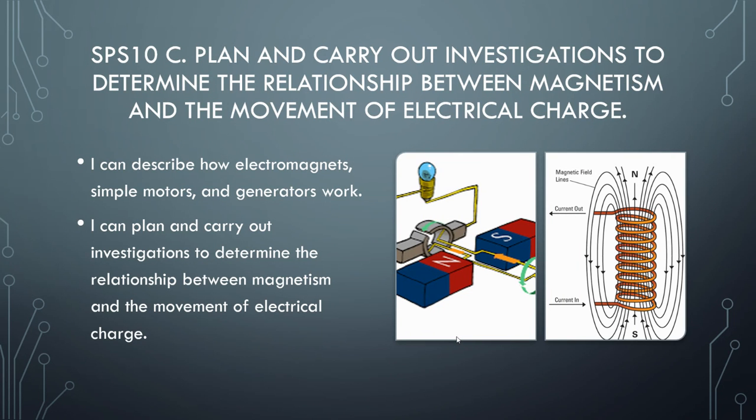The last thing that we'll look at in this unit will be electromagnets, motors, and generators. And students should be able to describe how all of these work, as well as plan and carry out investigations to look at the relationship between magnetism and the movement of electrical charges.